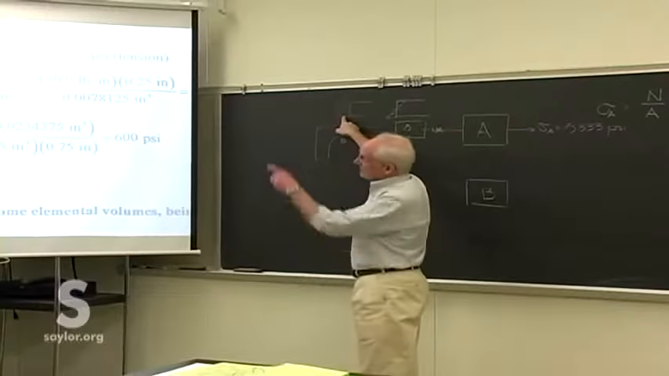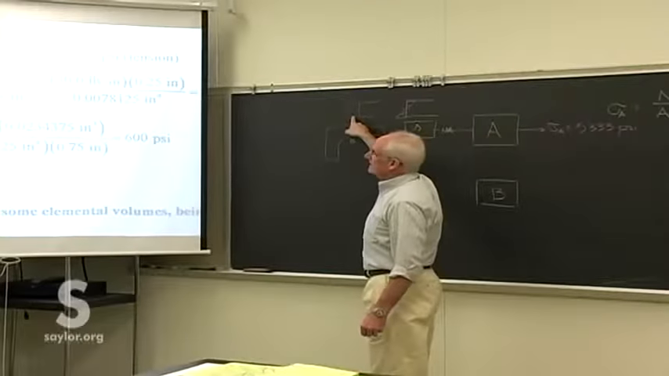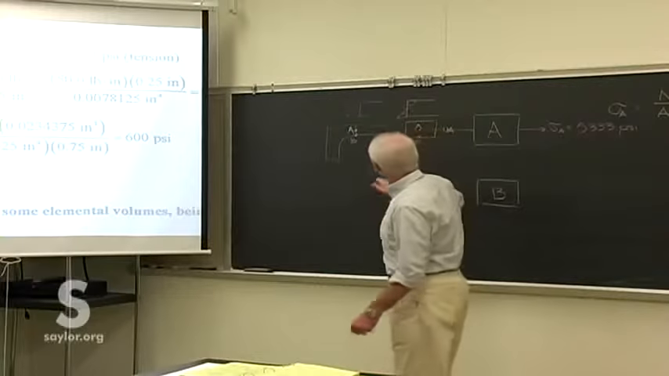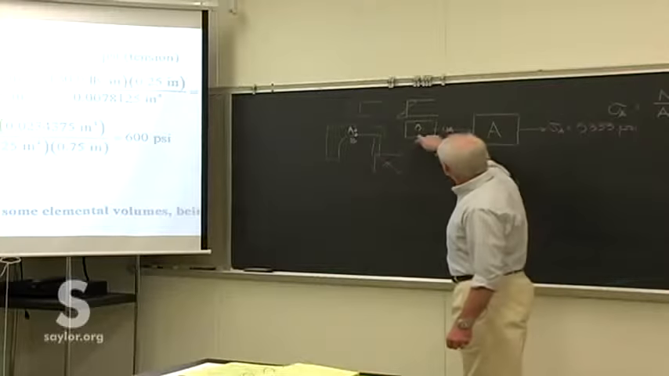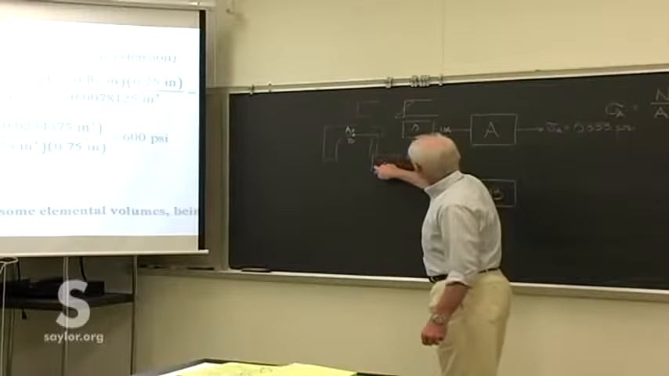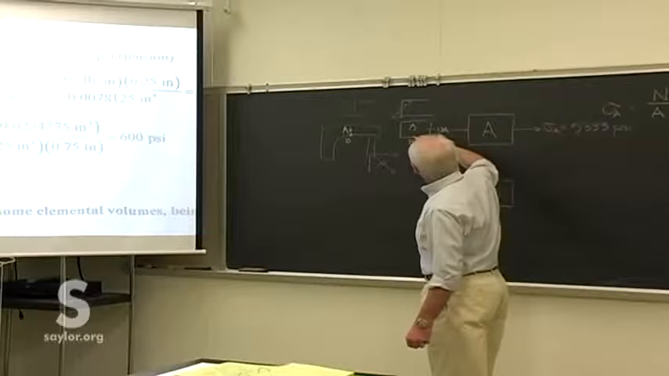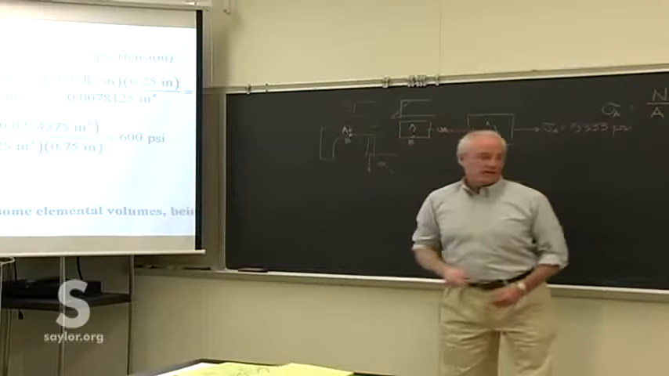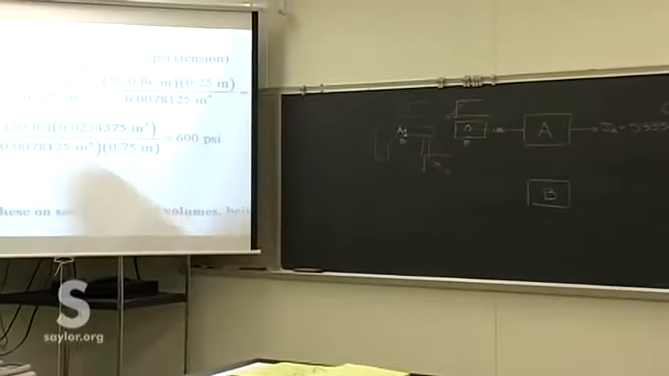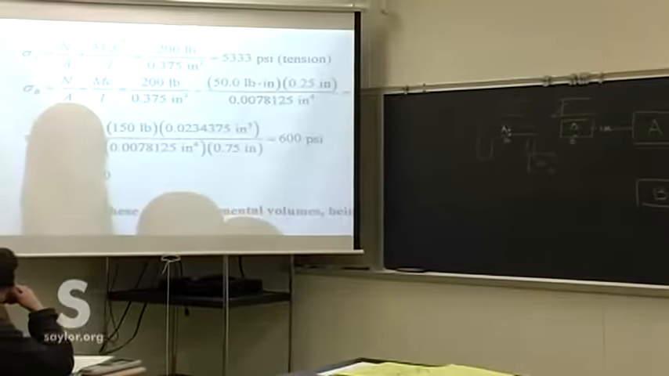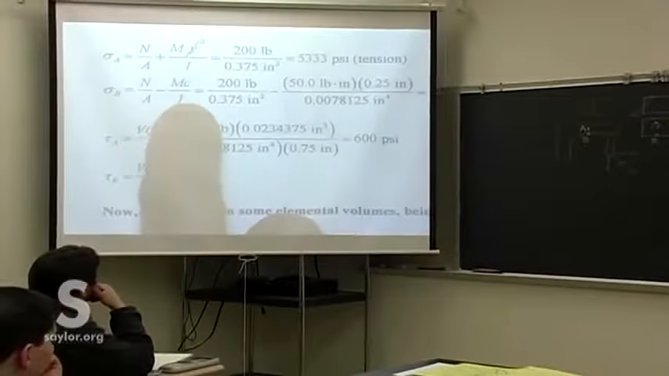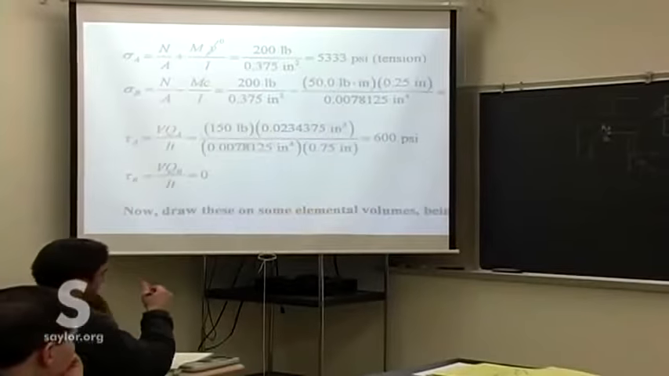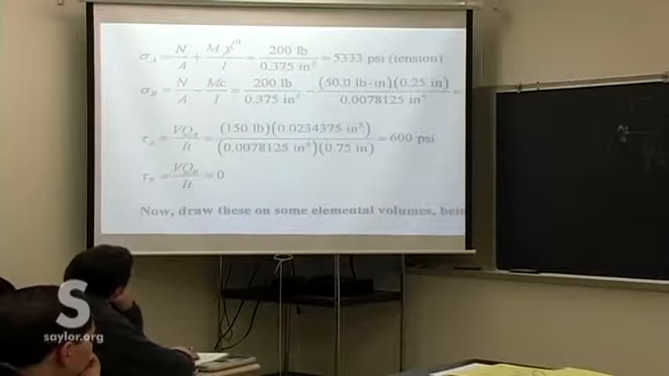The force I called N puts this cross section in tension, but the bending due to this force here actually, and you have to figure out the effect of both of them, actually puts the bottom in compression. So that's why there's a minus sign on that equation. This is a tensile stress, this is a compressive stress, and thus the minus sign between them. And you can usually gather that from inspection.